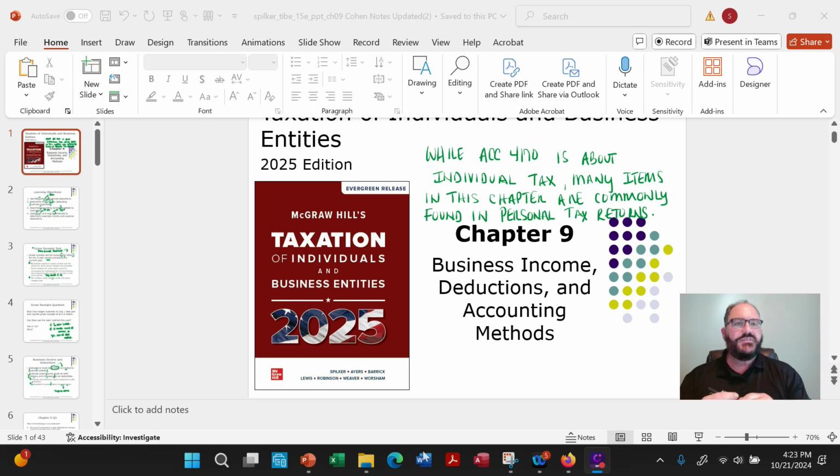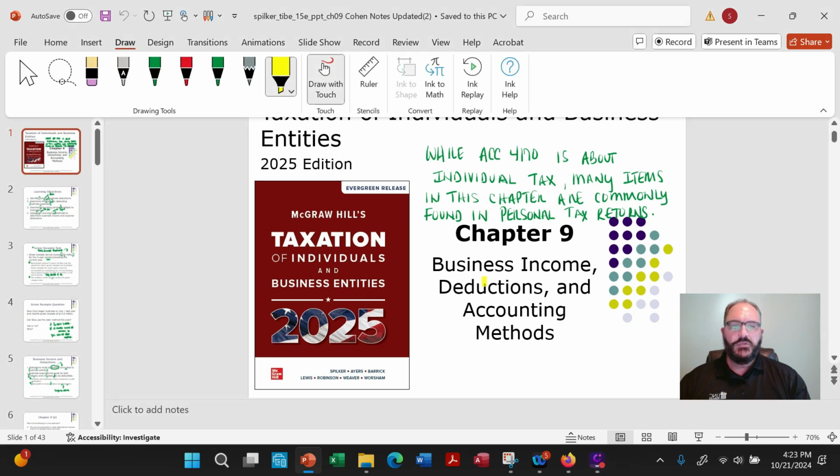All right, folks, we're going to take a look at Chapter 9 now. Notice we're looking at business income, deductions, and accounting methods. Yes, this is individual tax, but a lot of these things show up on individual tax returns. We're getting to the chapters where it's starting to switch over a little bit, so we have to take a look at this stuff too.